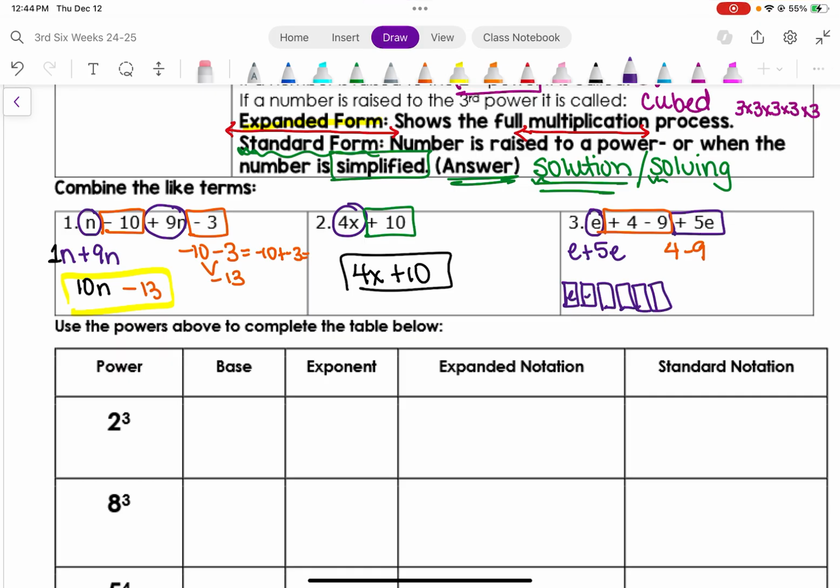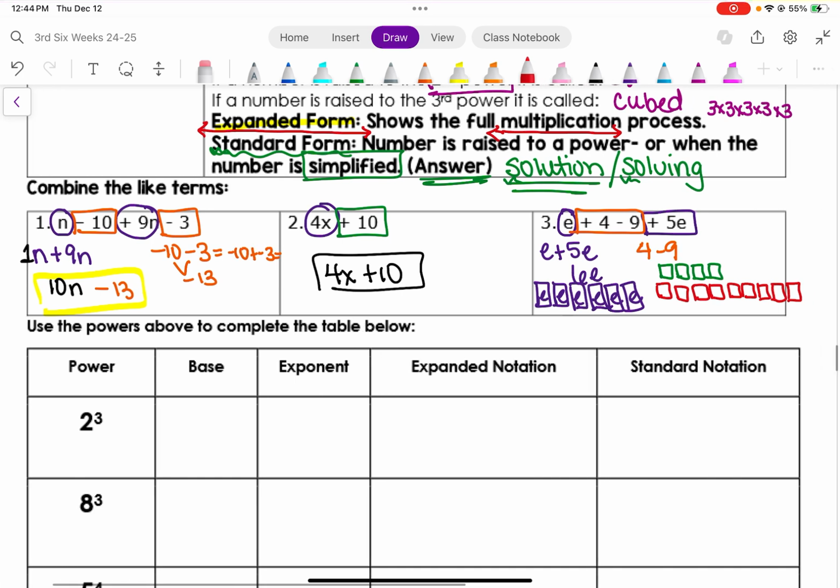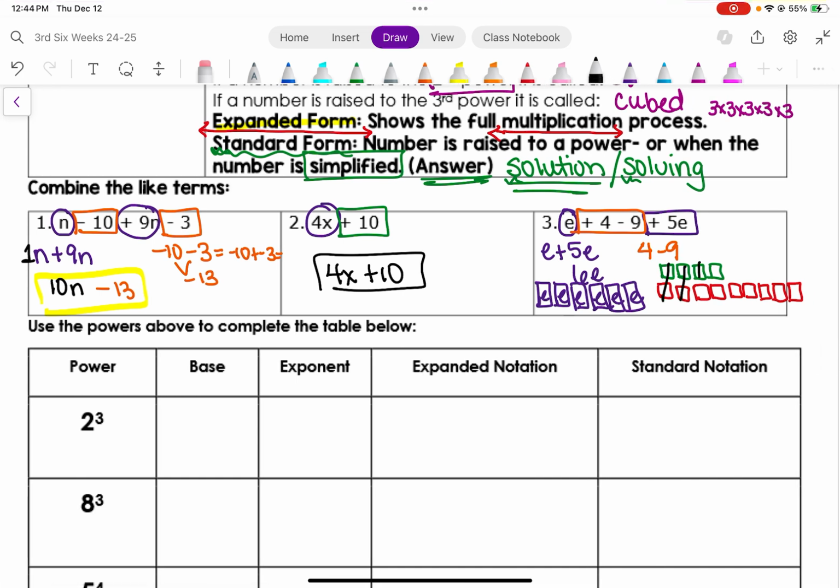So I have 1e, 2, 3, 4, 5, 6. So I now have 6e. And then I had 4 positive. And I have 9 negative. Okay, I'm going to zero out my 0 pairs. And I'm left with 1, 2, 3, 4, 5. And all those are negatives. So my expression here is 6e minus 5.